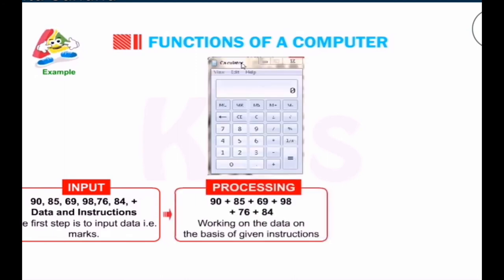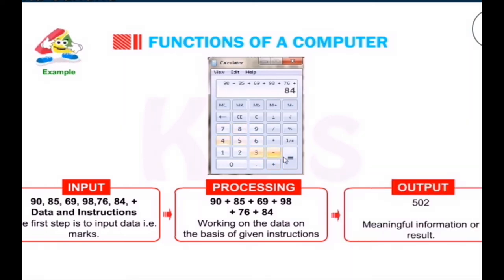Let's see one more example. Look at the picture. What is input? Input is raw data and instructions. There are some figures. We have to add them all. And where are they processed? In the computer. But here I want to show you a calculation using a calculator. I'm entering each data with the help of the keypad. It's also equivalent to a keyboard. And once it is processed in the CPU, it will give you the correct result. And what is the result? 502, the meaningful result as output on the monitor.